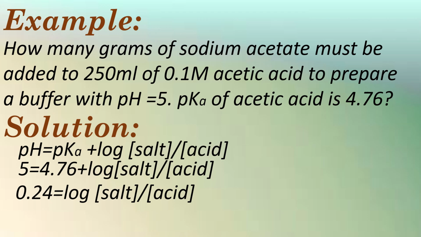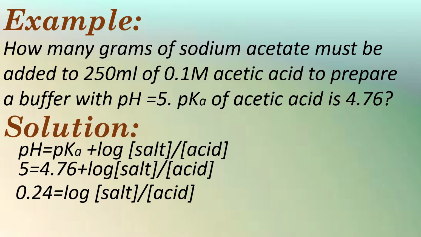pH is given 5. What is Ka? Ka is dissociation constant of acetic acid. pKa is the negative logarithm of dissociation constant of acetic acid. So pKa of acetic acid is given, pH is given, acetic acid concentration and volume is given. We have to find grams of sodium acetate.